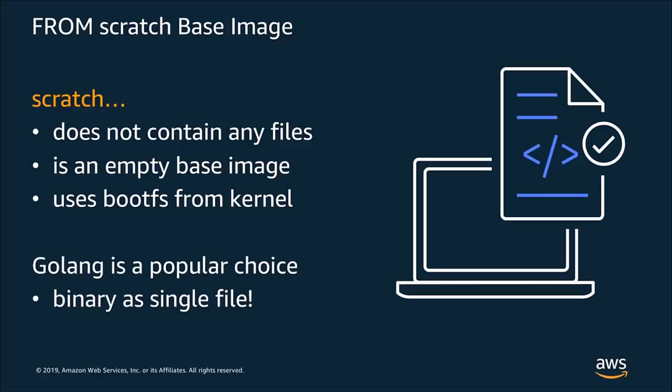A good choice for programming language inside of a from-scratch container is Golang, because Golang will package all of the objects and stack it as a binary into a single file. This means you can simply upload your binary file to the container and run that from your entry point in order to get into your container.